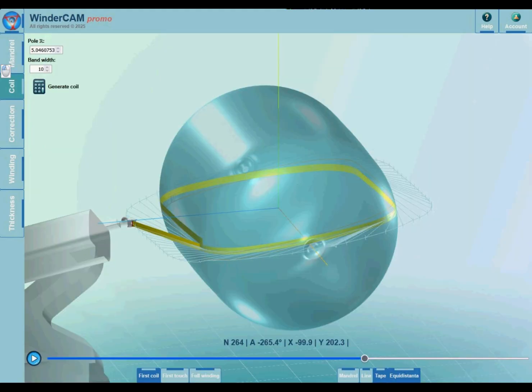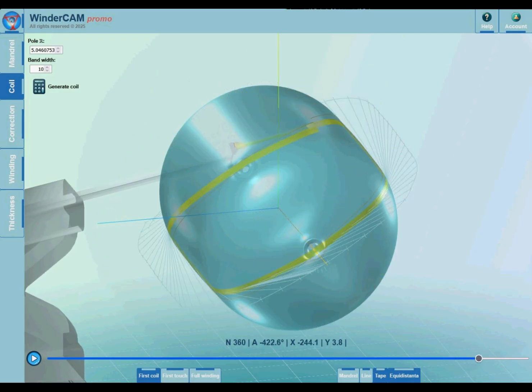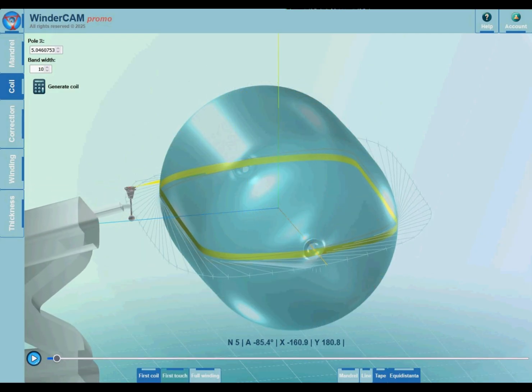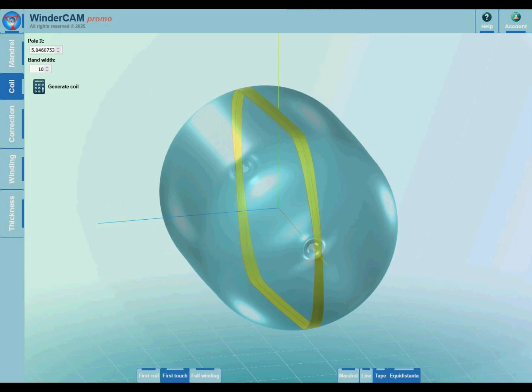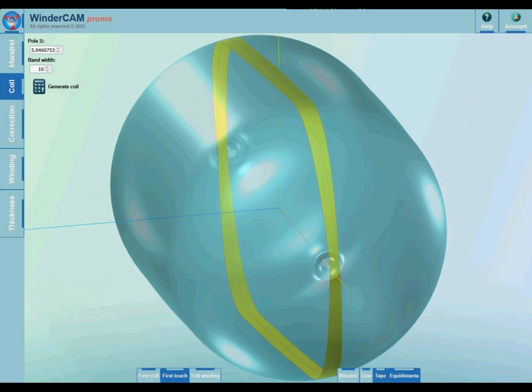Step 2. Configuring winding parameters. Here we select the roving width, number of turns, required thickness, and winding angle. The software uses Clairaut's equation to determine a stable geodesic path.